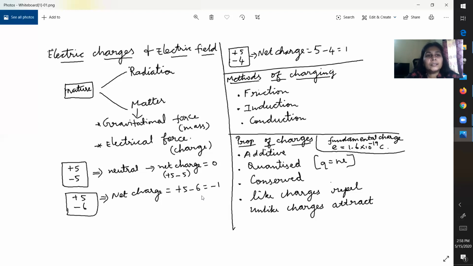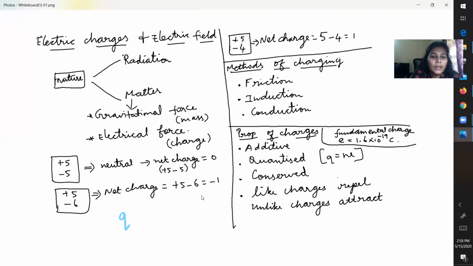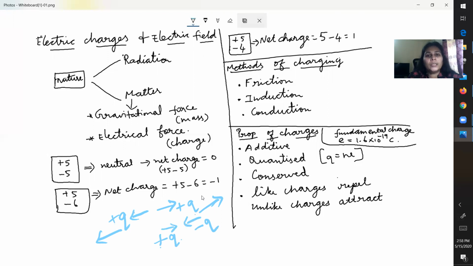And the last property is when I keep two like charges nearby. Suppose there is a charge say plus Q here and there is also a charge say plus Q here. So they are like charges, so they don't like to be nearby. They will repel each other like this. This charge would like to go this way and this charge would like to go this way, right? Suppose I have a charge plus Q and minus Q, they will attract. That means they both try to come close to each other. So that is the meaning of like charges repel and unlike charges attract, right? Next, what did we learn?